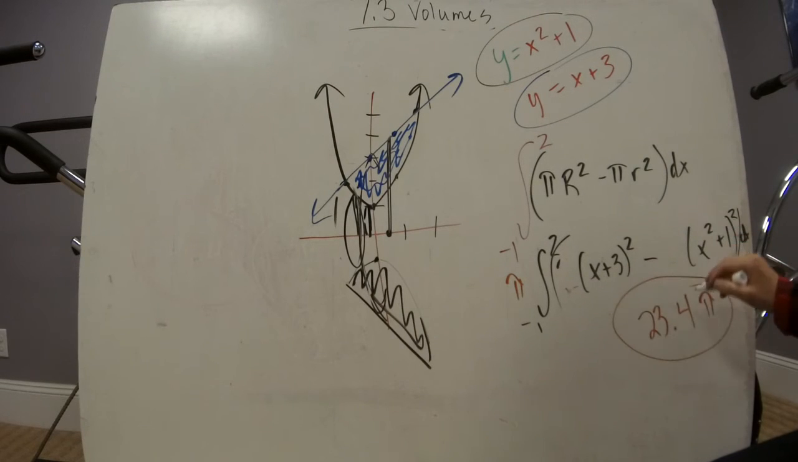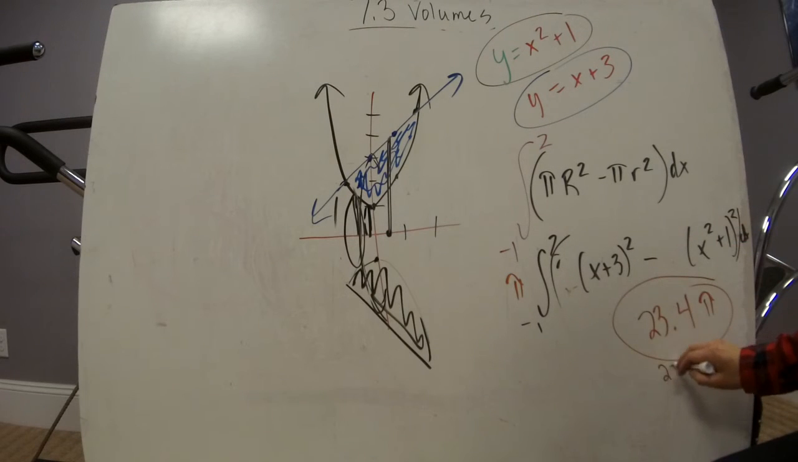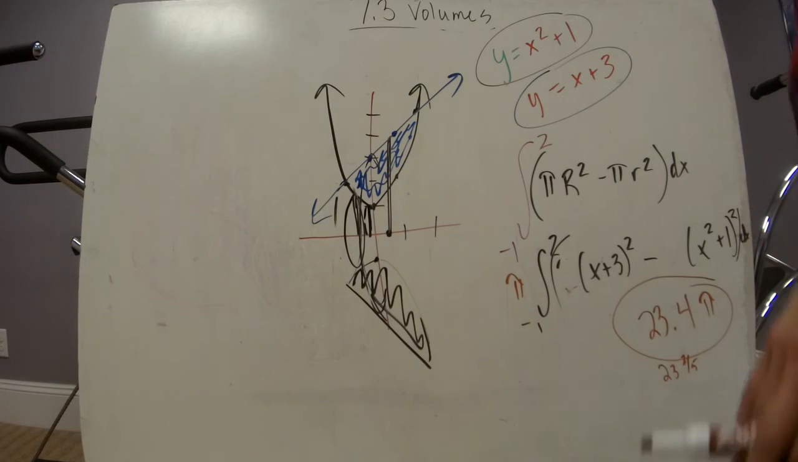So you could do this all by hand, and that's 23 2/5, by the way, so you could have like a fraction pi as well. But there we go. Boom. So these are like circles or washers, peeps. That's kind of what's going on. Next one.